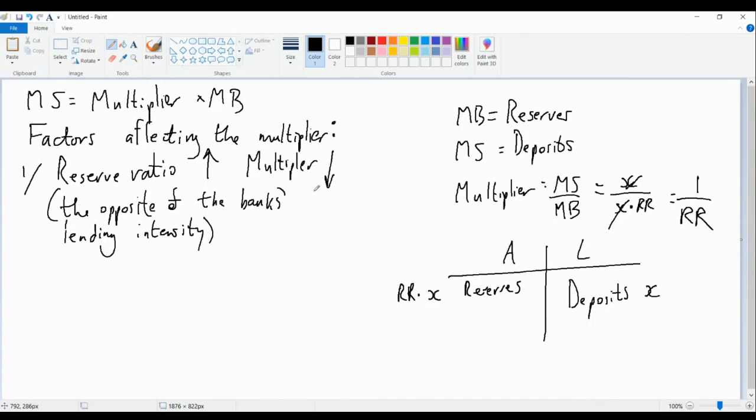Another way to compute the multiplier, remember we had this infinite sum of banks getting deposits and lending them out, and then deposits show up somewhere else and they're lent out again. If you add up that infinite sum of numbers that are getting smaller each time a bank lends them out, you'll end up with the exact same formula, just so you know.